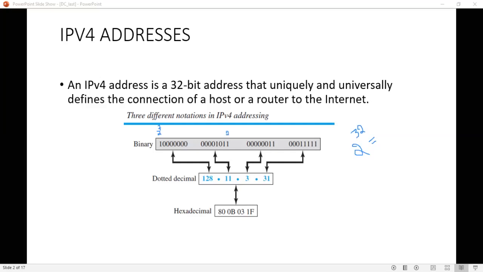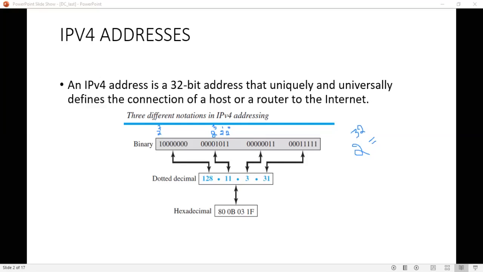Okay, next, 11. This is 2 raised to 0 and 2 raised to 1 here, and 2 raised to 2 is 0, and 2 raised to 3. What is 2 raised to 3? 2 into 2 into 2, 8. 8 plus 2 is 10. 10 plus 1, 2 raised to 0 is 1, right? That is 11. Okay. Next, the third byte is 3. That is 2 raised to 0 plus 2 raised to 1. That is 3. Dot 31. That is 16 plus 8 plus 4 plus 2 plus 1. That is 31. Hope you understood, right?